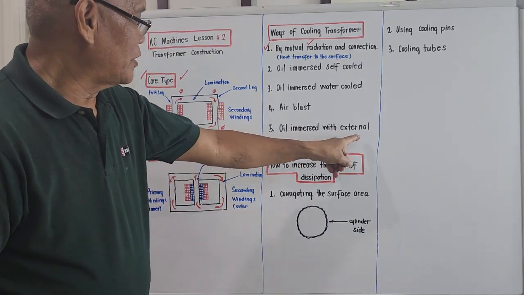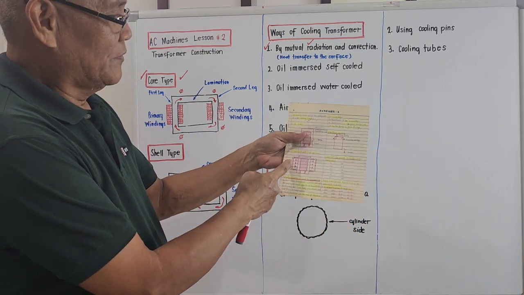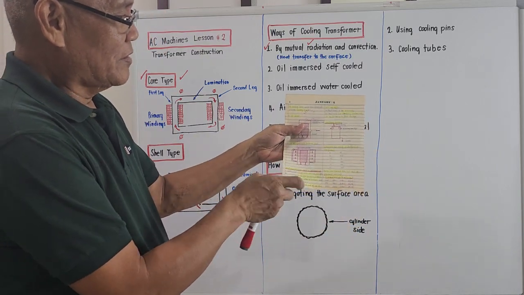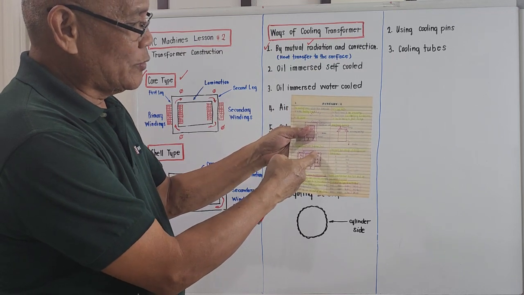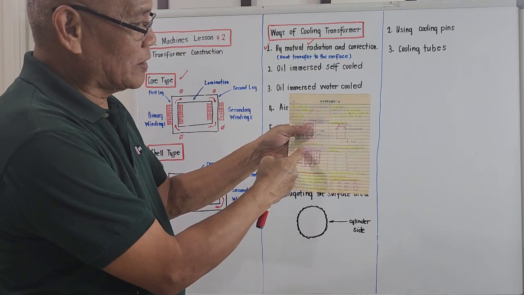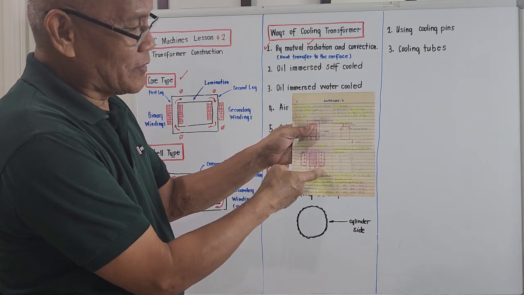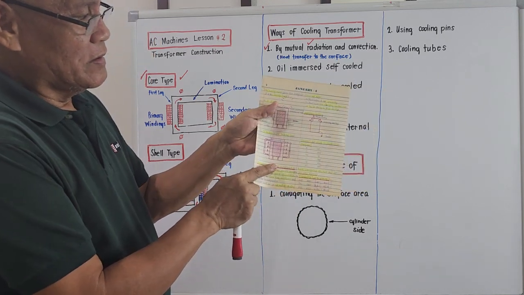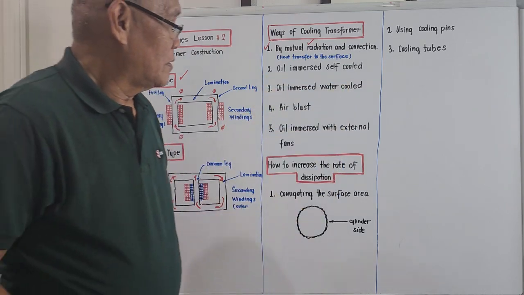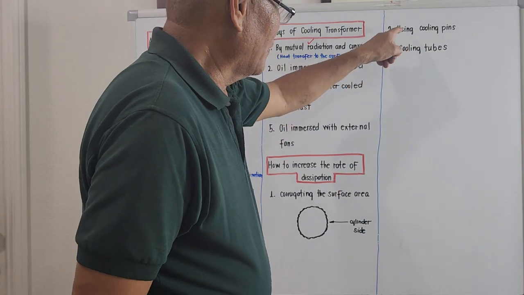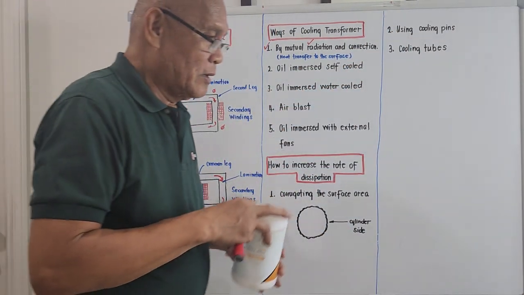Oil immersed with external fans. I think it's this. Okay. To the side of the transformer, we got a tube that comes from inside, and to cool off that tube, we got electric fans. Okay. Using cooling pins and cooling tubes. It is something like this.